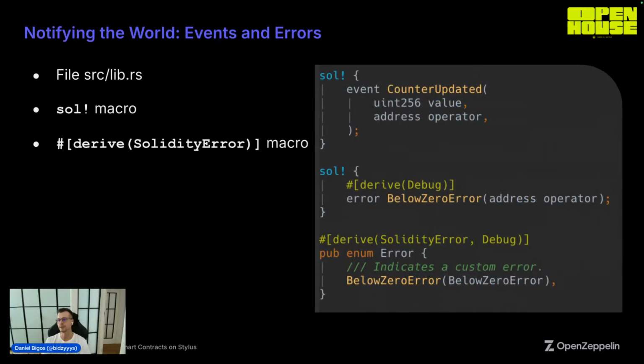I mentioned events, I mentioned errors. So let's check how users can define them. Both events and errors are defined with Solidity syntax inside the sol macro. The sol macro is a Rust macro that comes from Alloy libraries, and this macro parses the Solidity code, creates a Rust structure, and adds all the code that is needed to use on EVM compatible chains.